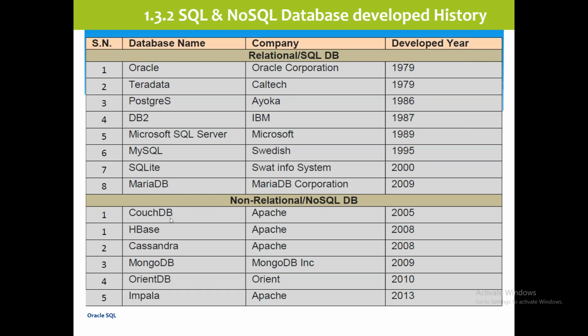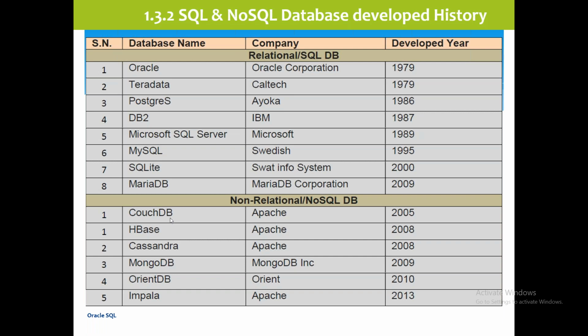Similarly, there are non-relational NoSQL databases for semi-structured data. CouchDB is the first one, by the Apache company, in 2005. Apache company HBase in 2008. Again Apache company, Cassandra in 2008. So Apache is a very famous company that develops many non-relational databases for semi-structured data.